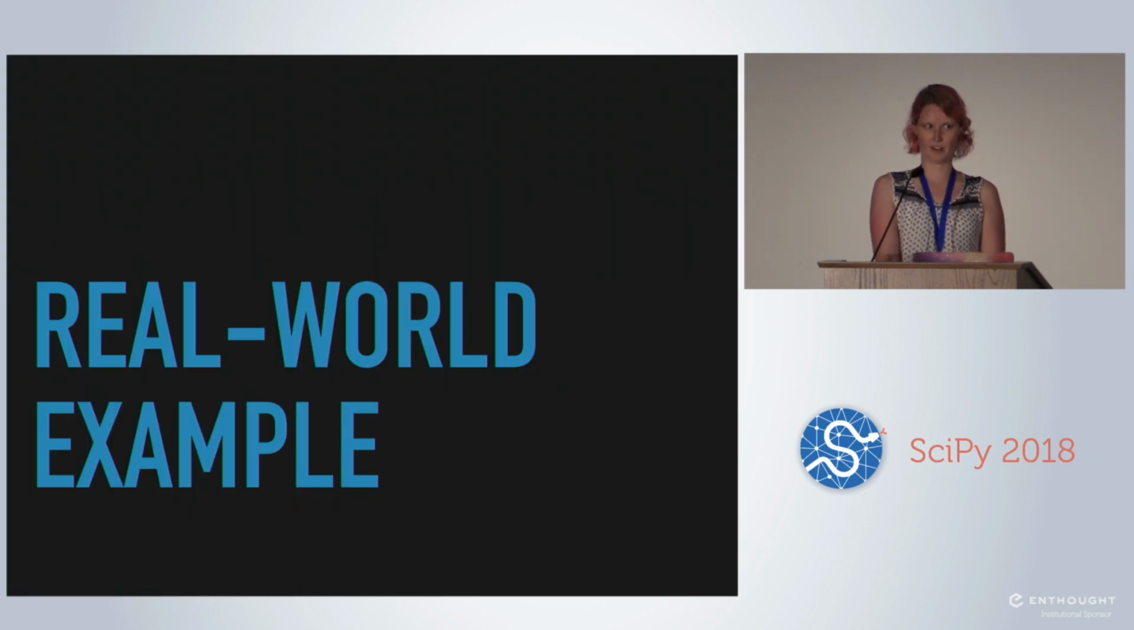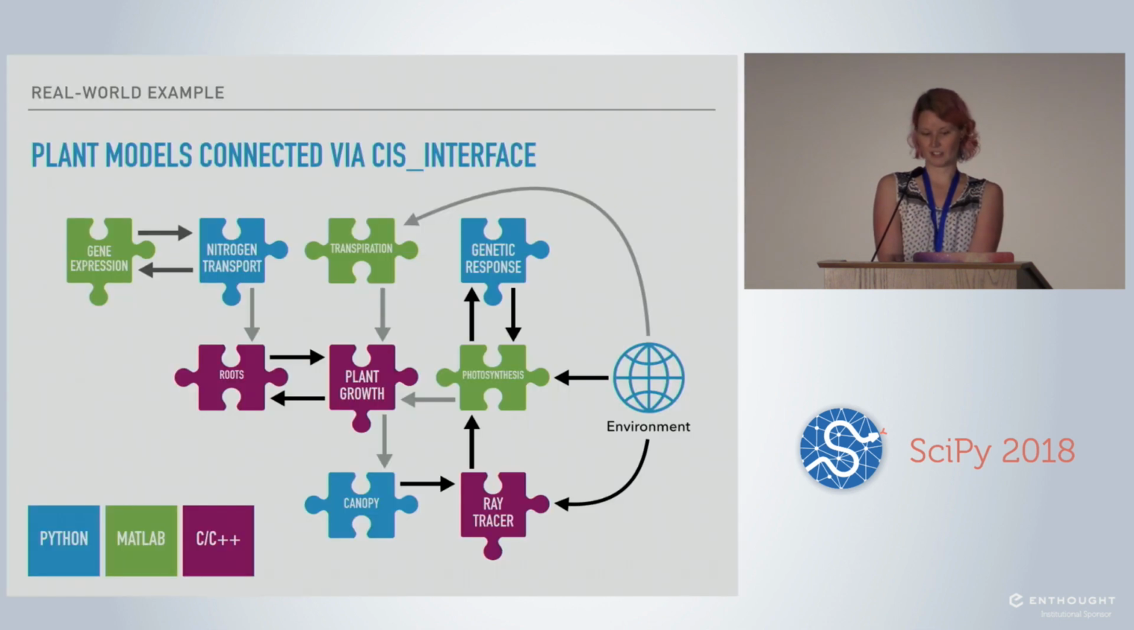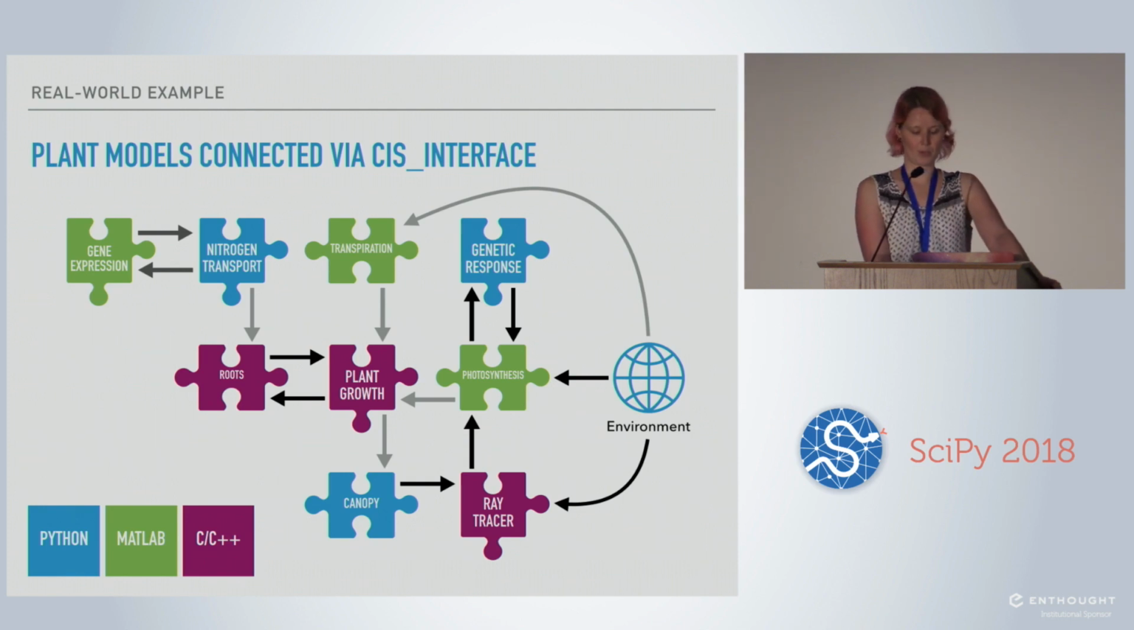So that's fine. These are all very simple toy models. But does this actually work in the real world? And the answer is yes. Within the Crops in Silico group at the University of Illinois, we have 9 models that we are trying to connect in order to build this crop in silico. And we have been able to connect many of the models. The black arrows are models that are already connected and have results. The gray arrows are connections we're working on.